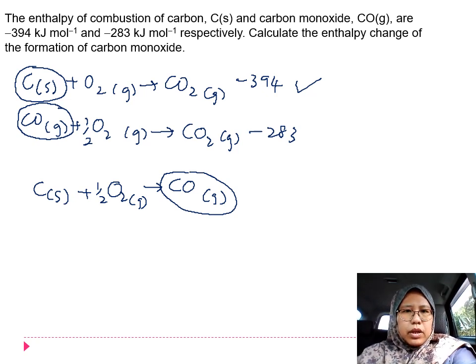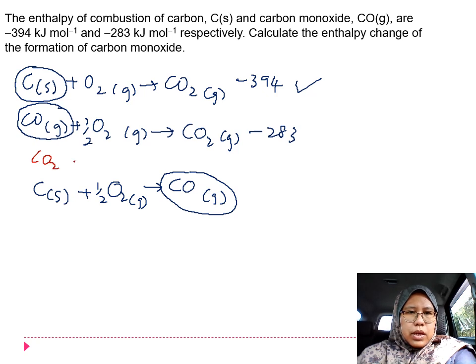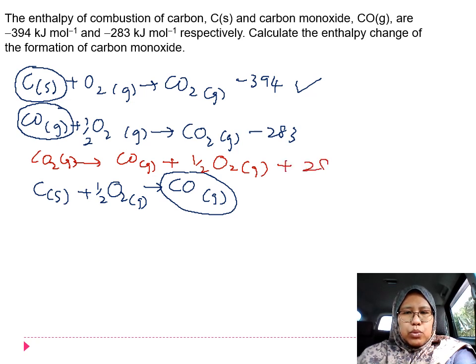So I'm going to reverse the equation. CO2 becomes CO gas plus half of O2 gas. So they will become positive 283 because the sign will change. Right. So now we have the CO gas at the right. This one we have, and then this one we have.